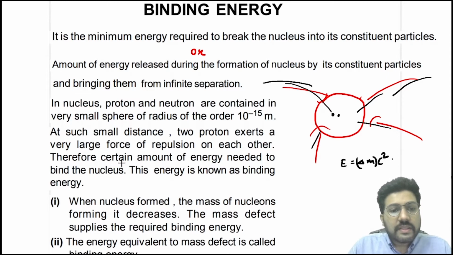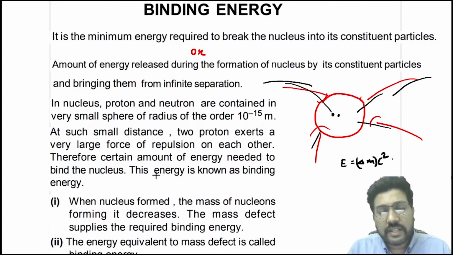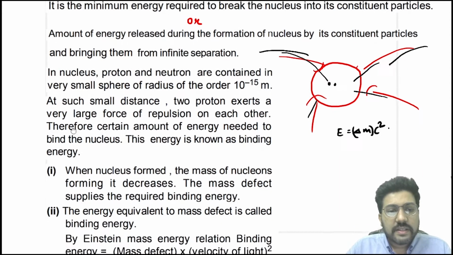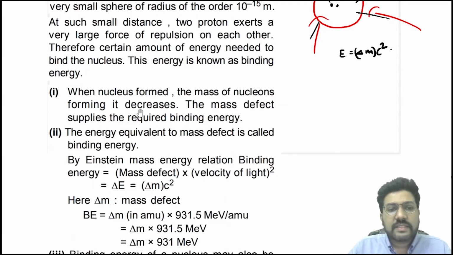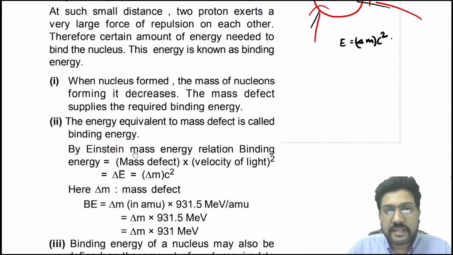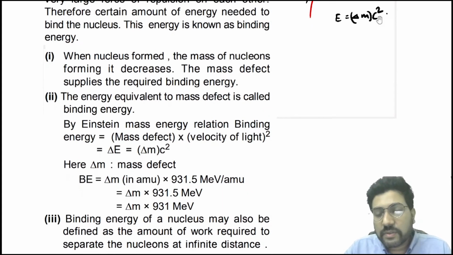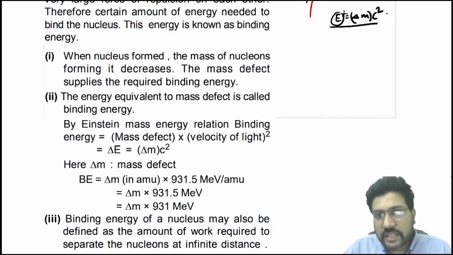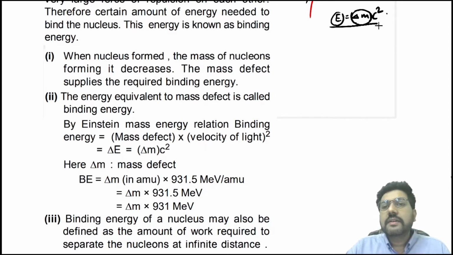Okay, so therefore a certain amount of energy is needed to bind the nucleus, and this energy is called the binding energy, because to overcome this repulsion you need some binding energy, right? So when the nucleus is formed, the mass decreases. The mass defect, through this relation, supplies the required binding energy. The energy equivalent to the mass defect is called the binding energy. That is what we are discussing.